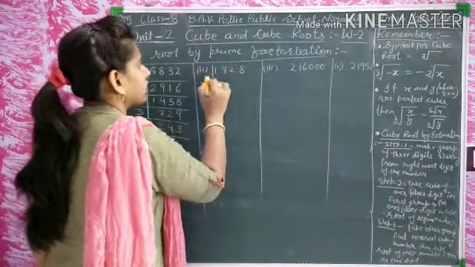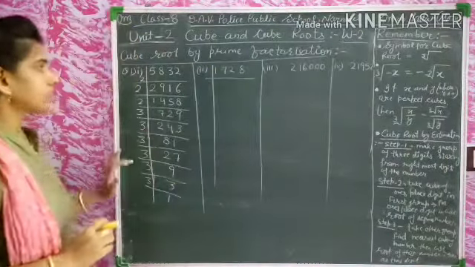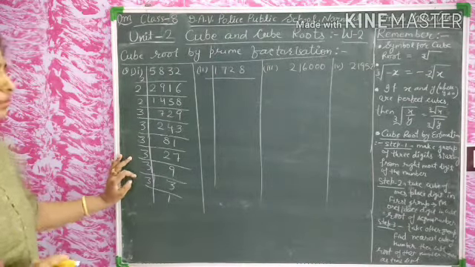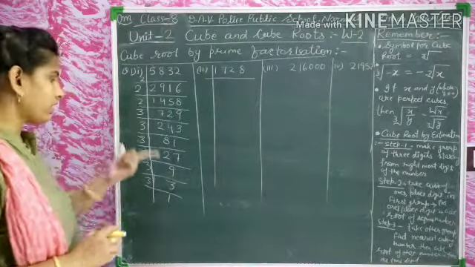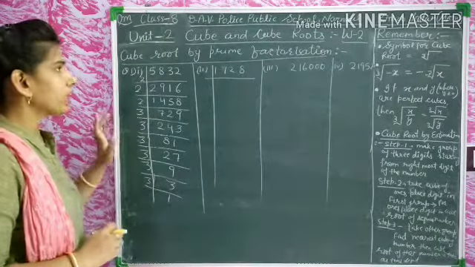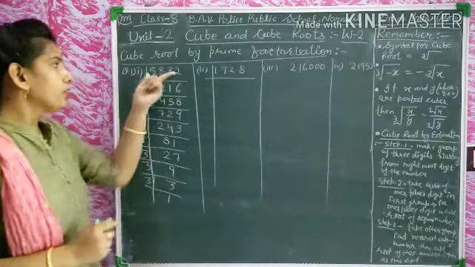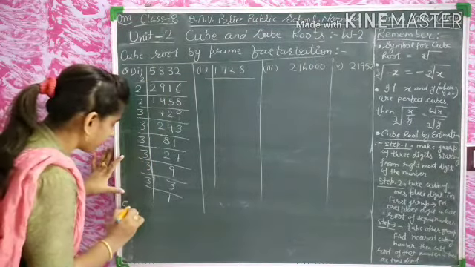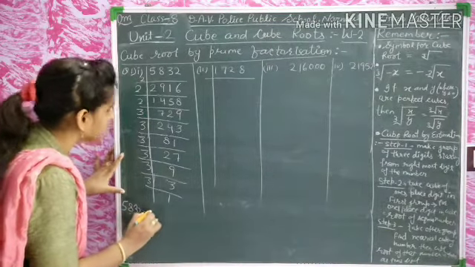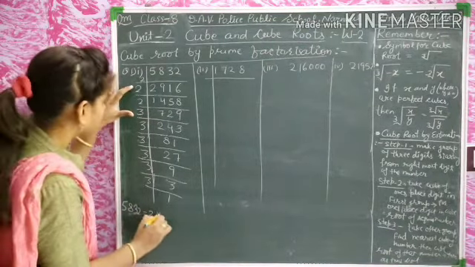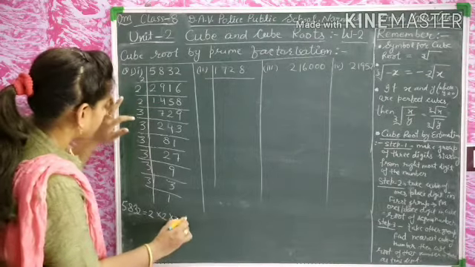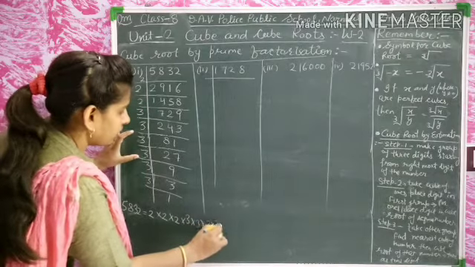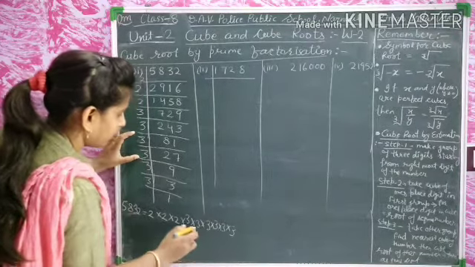This is solved like this. Now we have to find the cube root. By the prime factorization method we have done the prime factorization. Now we have to find the cube root of 5832. Now we will write that 5832 is equal to 2 into 2 into 2 into 3 into 3 into 3 into 3 into 3 into 3.